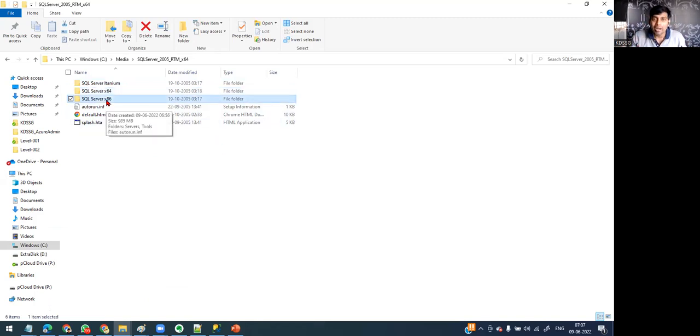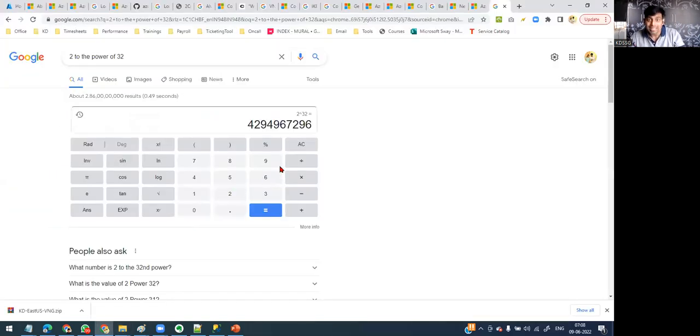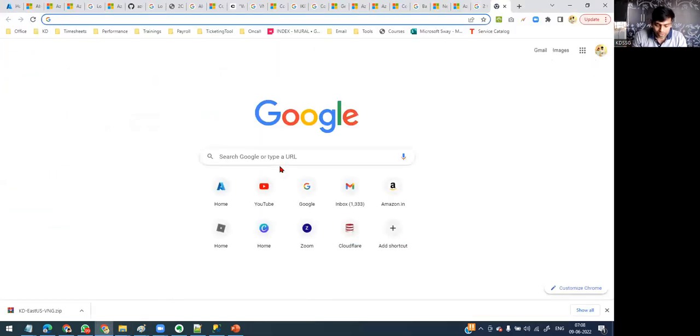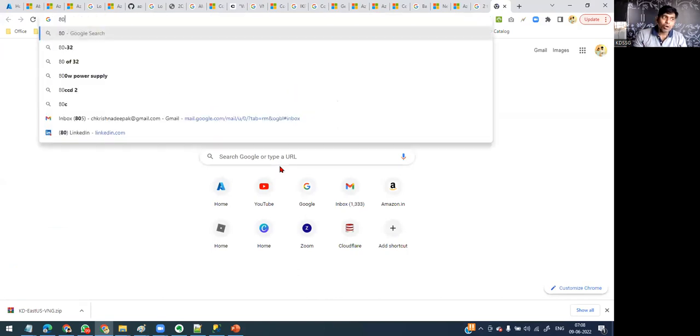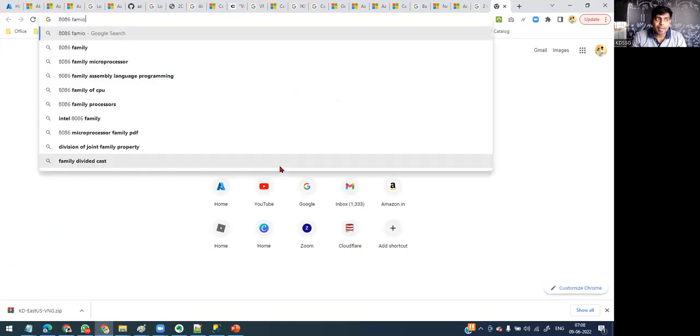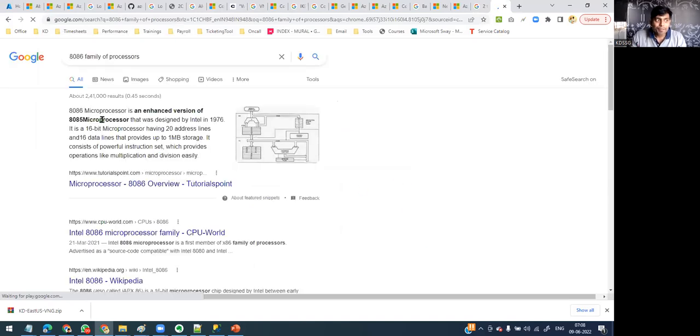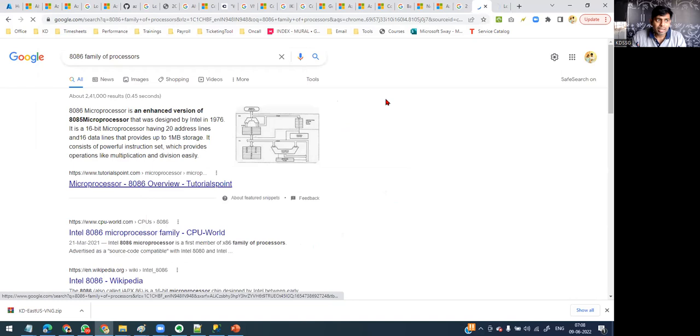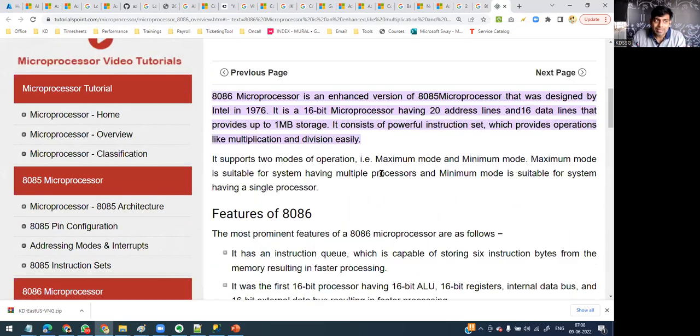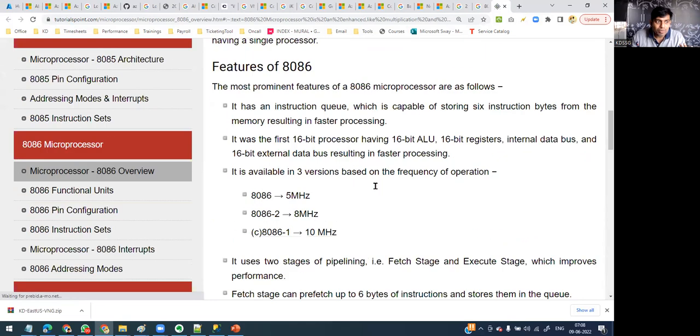So if you're using old hardware, then you are in x86. You may ask a question: why is it called x86? Why not x32? The answer is that in olden days, they were called the 8086 family of processors: 8086, 80286, 80386.